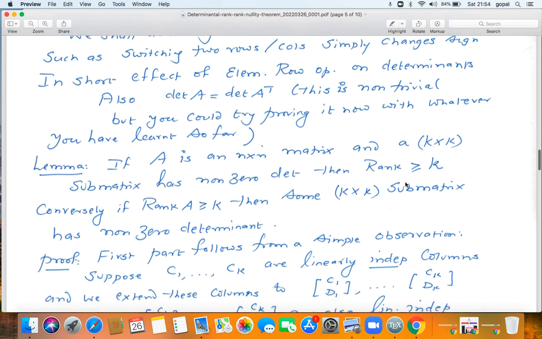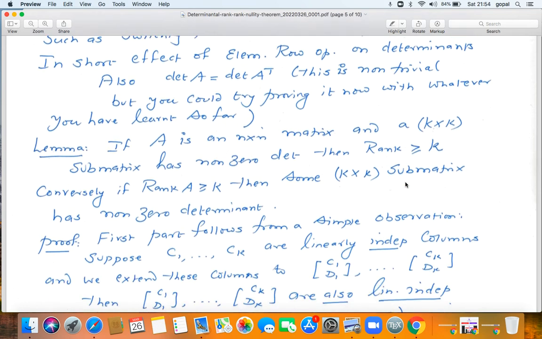So let us begin with a simple lemma. What is the lemma? Suppose A is an n cross n matrix, and you take a k cross k submatrix. If this k cross k submatrix has non-zero determinant, then the rank of A must be at least k.